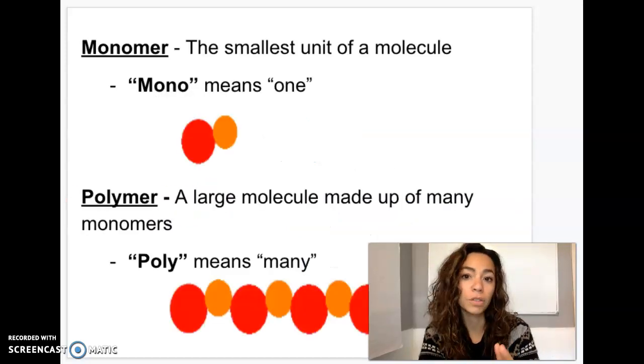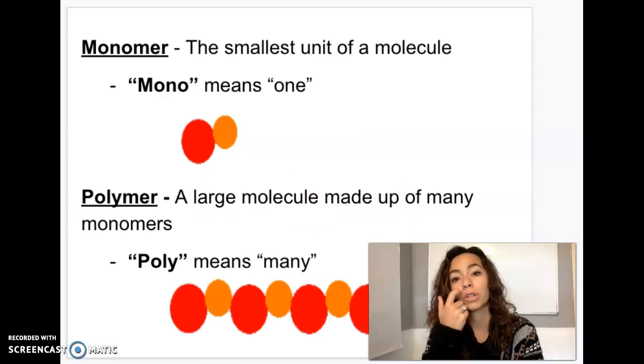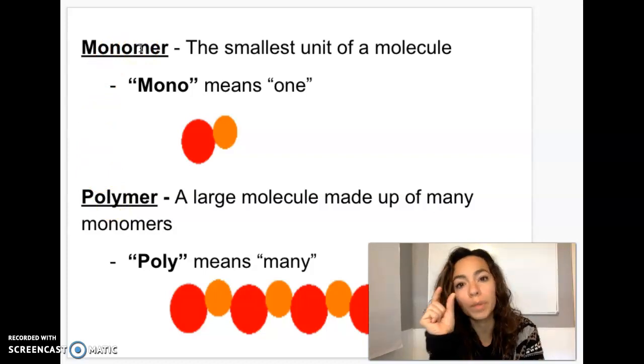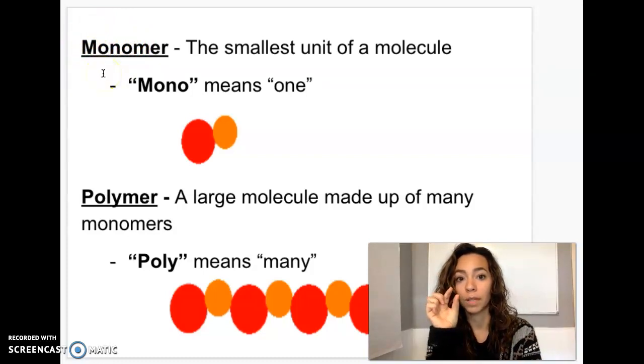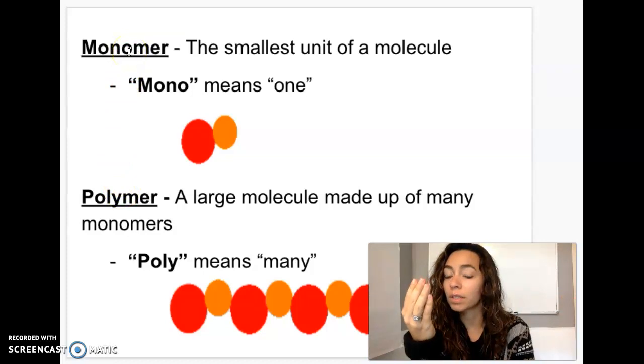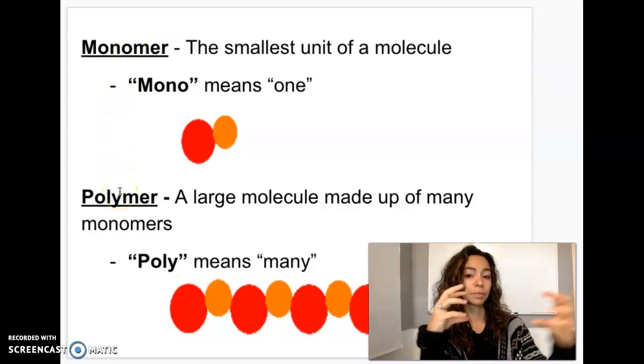All right, so before we get started on the macromolecules, a few important terms that we need to go over. Monomer and polymer. Monomer is the smallest unit of a molecule, so the single building block of a molecule. The prefix mono means one. Okay, so this is one single unit of something, right? If you're thinking of the alphabet, a monomer is just one letter. A polymer is when we put a bunch of those letters together to make words. So a monomer is one single letter. The polymer would be the word.